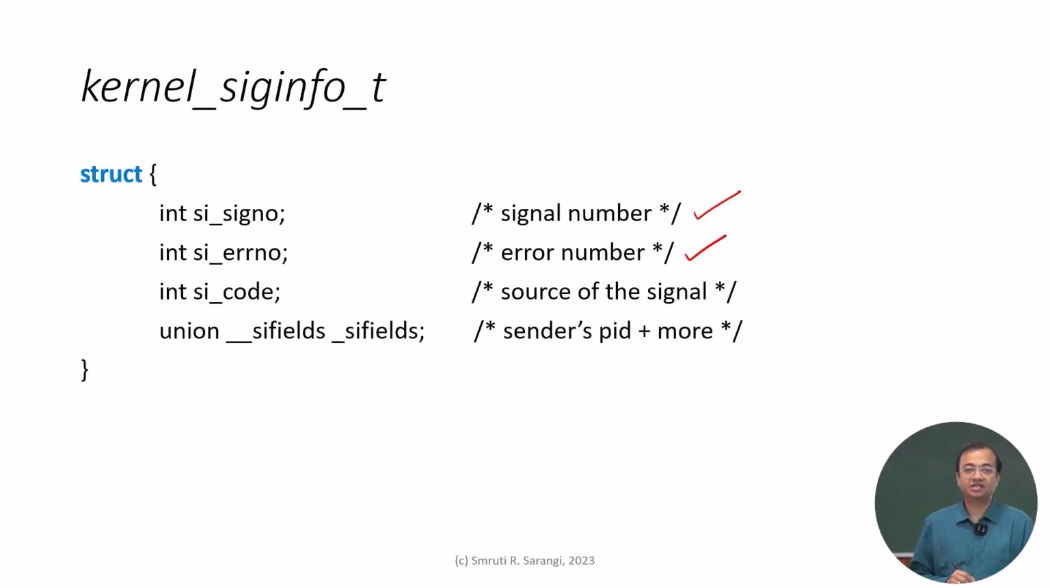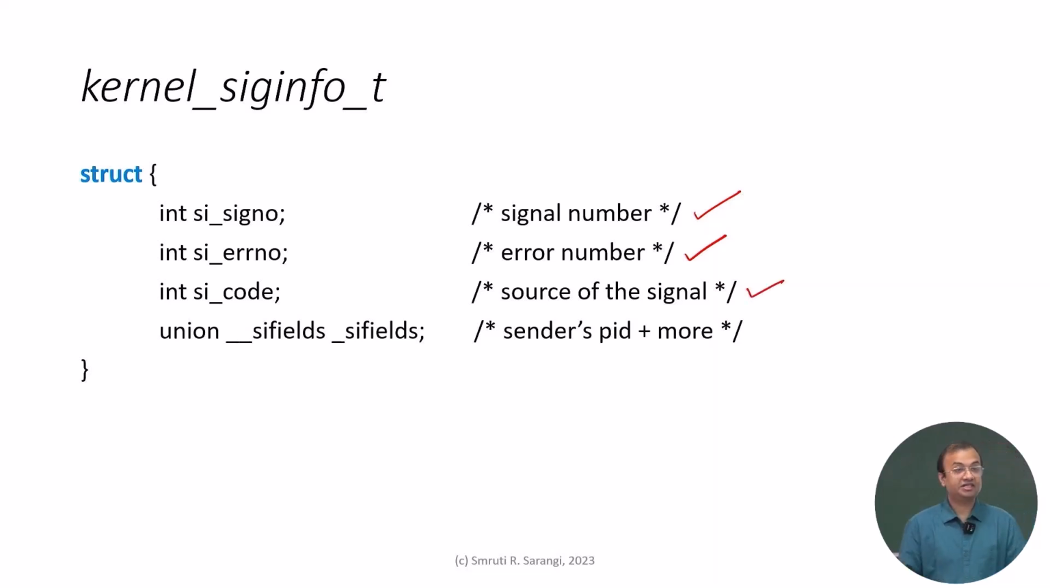The source of the signal could be the OS, in the sense that you did something, some device raised an interrupt, and the OS decided to send a signal. Or the source could be some other process that is sending a signal via the kernel, right? You can have multiple sources. So the source of the signal, the code of the source, is the third argument.